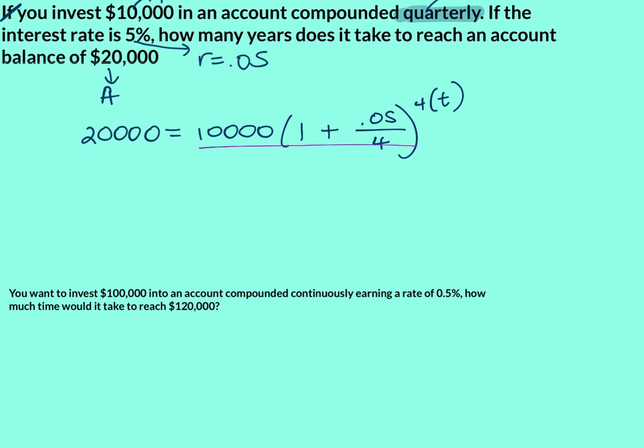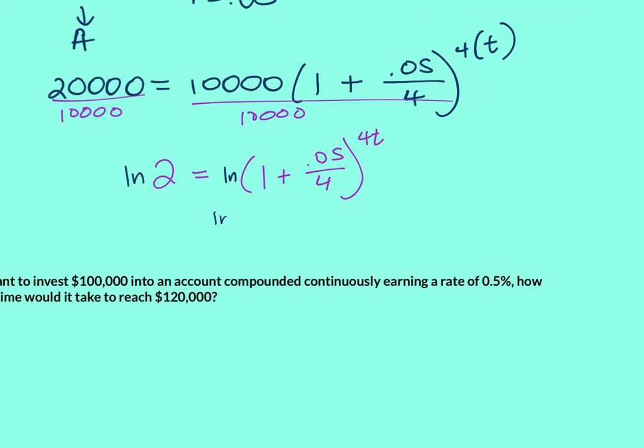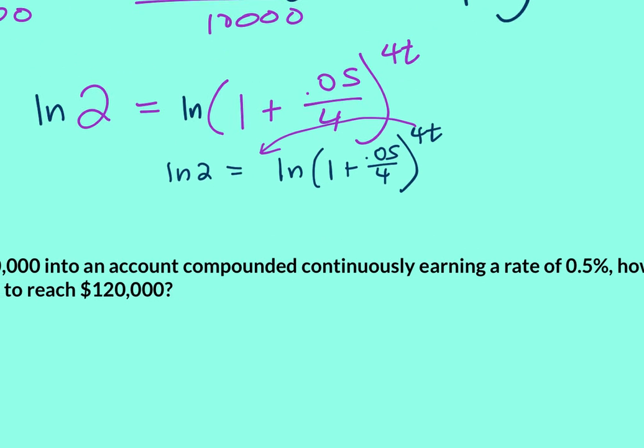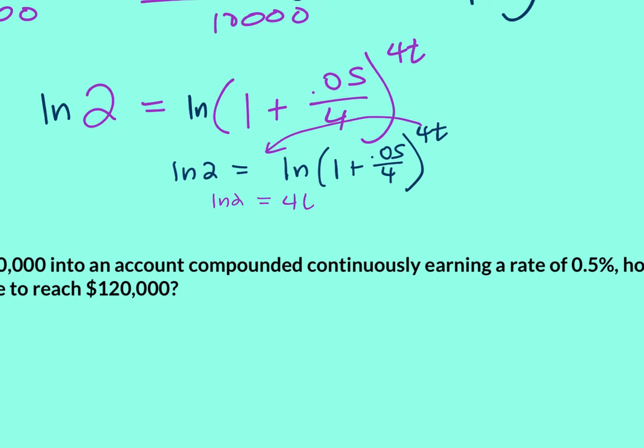Divide both sides by the 10,000 again. 2 equals 1 plus 0.05 over 4 to the 4T. And now you've got two things that you can't find the same base of. So we ln both sides. Ln of 2 equals ln of 1 plus 0.05 over 4 to the 4t. What do I do with 4t? Bump it to the front. So ln of 2 equals 4 times t times the ln, that's a t, not an l, ln of 1 plus 0.05 over 4.